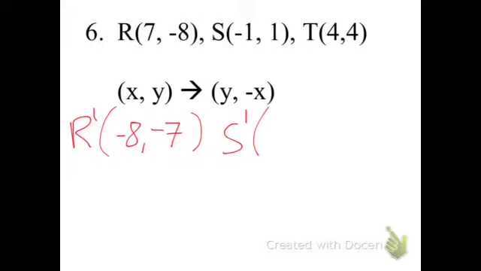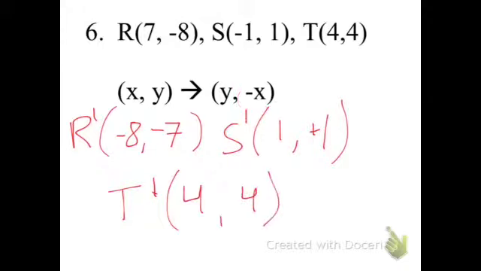S prime is going to come from S, which used to be negative 1, 1. Switch the order, and I need to switch the sign on the second one. So I got 1, 1 now. T prime comes from T, which is at 4, 4. If you switch the order, you still get 4, 4. But you have to switch the sign on this. You're going to get negative 4 on that second coordinate.